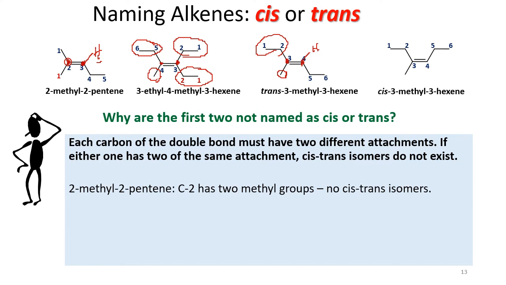And we're showing the trans isomer here because the longer, bigger parts connected to the double bond carbons go across the double bond. And then this is the cis isomer because we're on the same side of the double bond with the bigger groups. The chain goes that way. So that's why there are cis-trans for the 3-methyl 3-hexene and not for the other two.